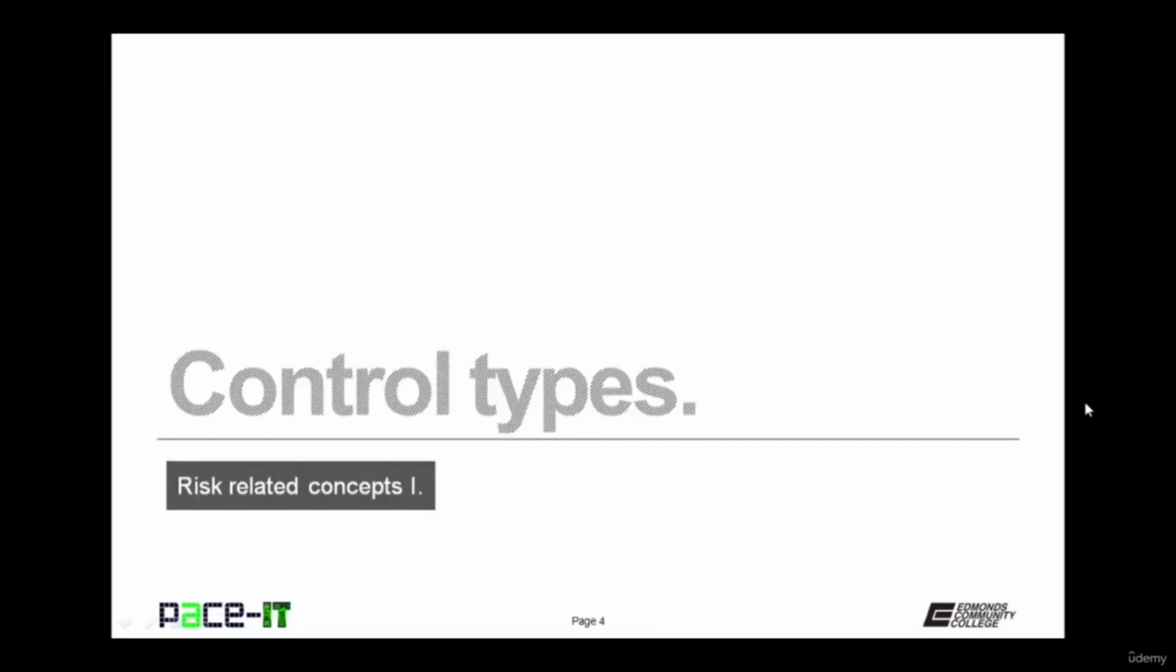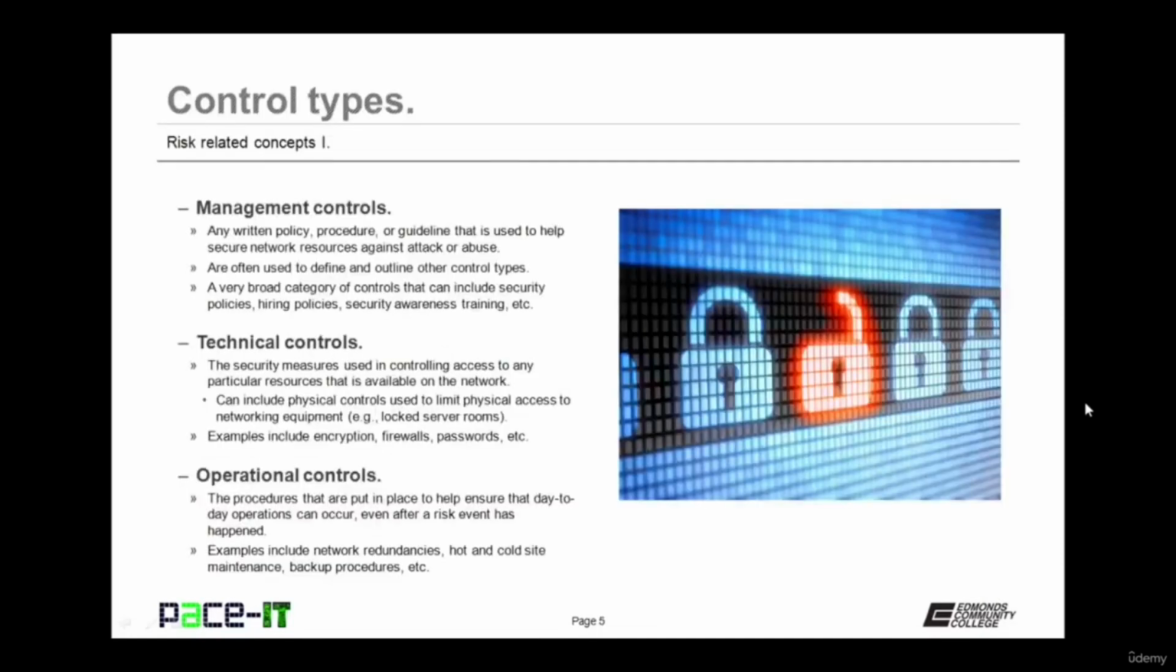Of course, I'm going to begin by talking about control types. There are 3 different types of controls that can be put on network resources. The first one is management controls. These are any written policy, procedure, or guideline that is used to help secure network resources against attack or abuse. Management controls are often used to define and outline other control types. They are a very broad category of controls that can include security policies, hiring policies, security awareness training, etc.